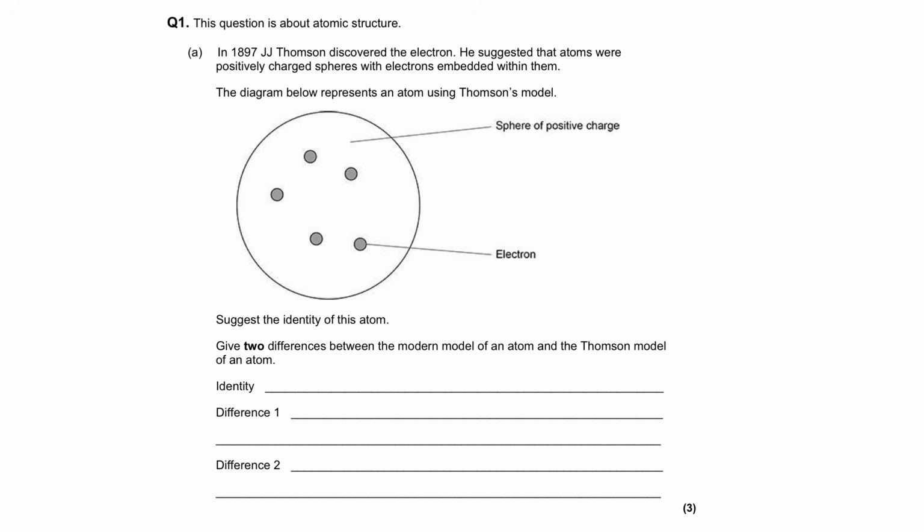This question is about atomic structure. In 1897, J.J. Thomson discovered the electron. He suggested that atoms were positively charged spheres with electrons embedded within them. The diagram below represents an atom using Thomson's model, which is also known as the plum pudding model, and the diagram shows us our sphere of positive charge with the electrons embedded in the sphere randomly. Suggest the identity of this atom.